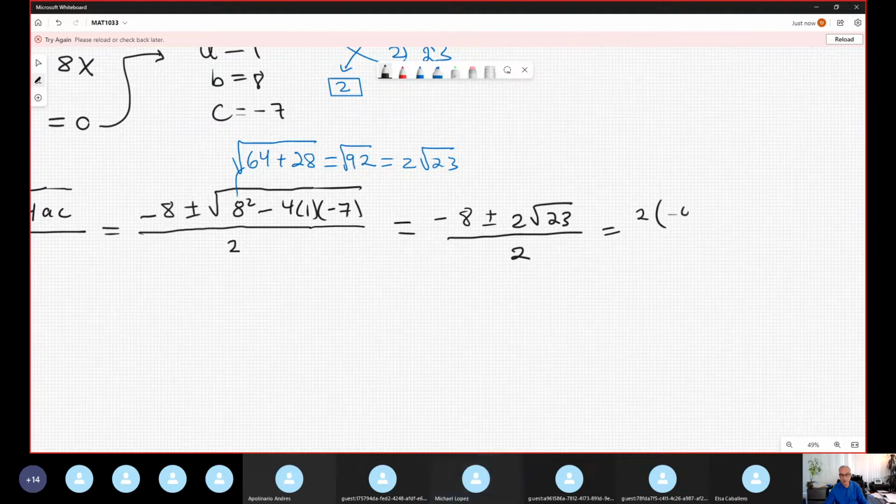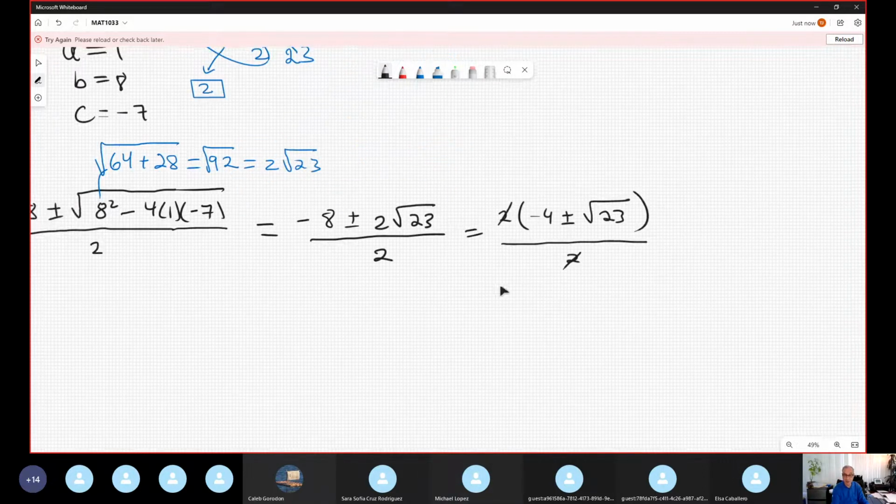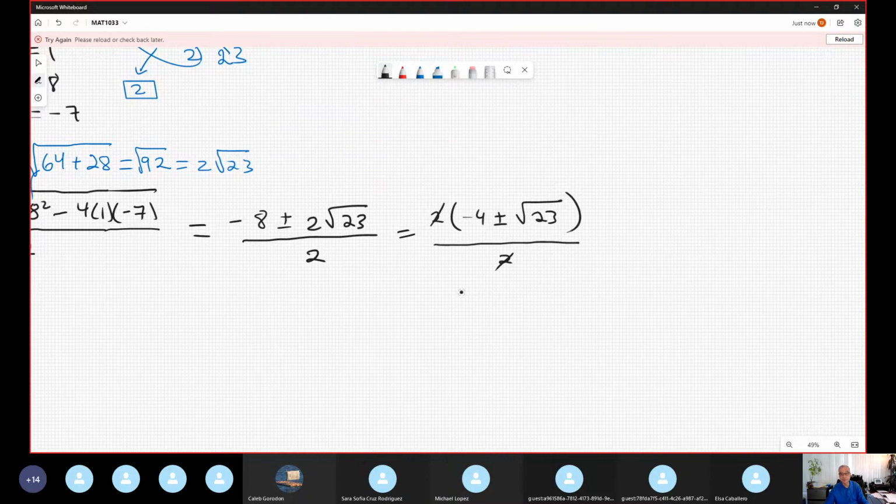So we have minus 4 plus or minus radical 23. In my mind, break it down like a 2 and 4, no? And 2 go out, and stay inside the parentheses. And now we can simplify this guy and this guy. But what is the final answer? The final answer is -4 plus and minus radical 23, no? Over 1, but 1 is invisible. This is the final answer.